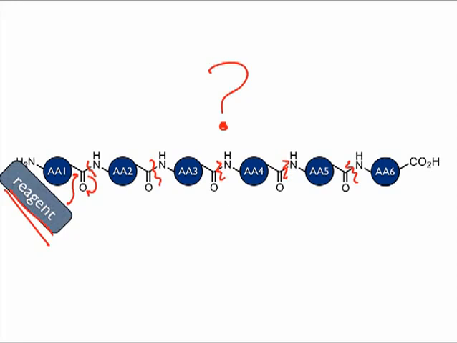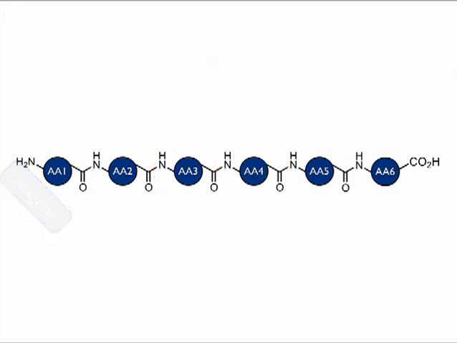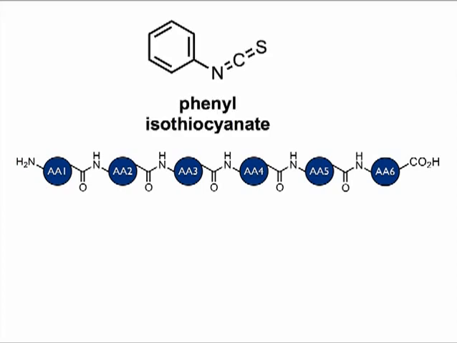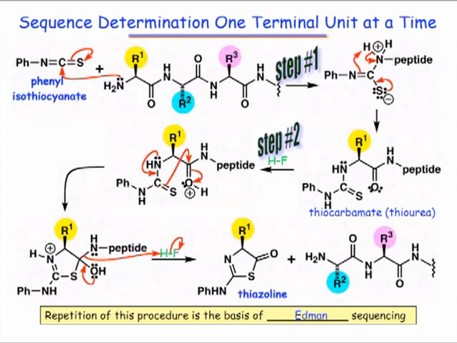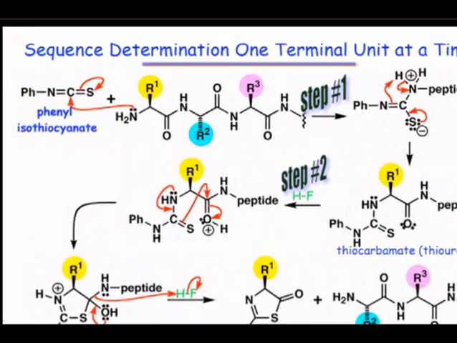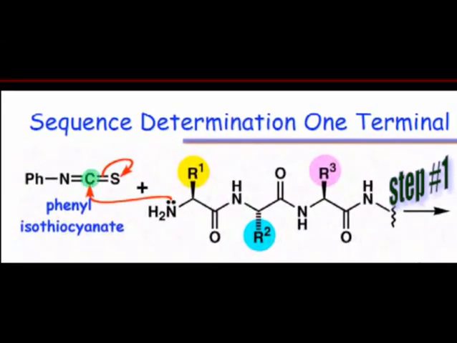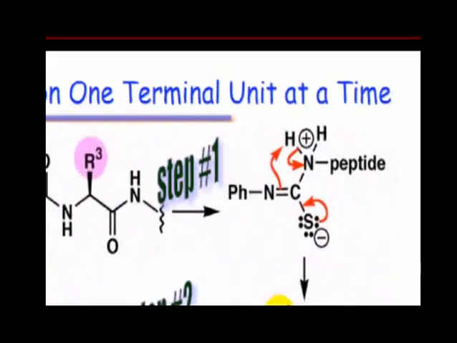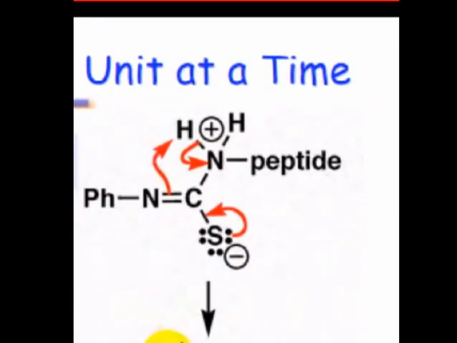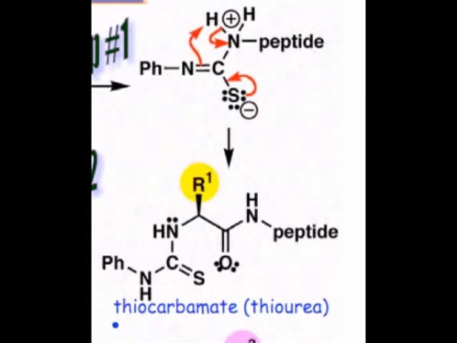For the sequencing method known as the Edman degradation, the compound phenyl isothiocyanate serves this role. The central carbon atom, much like the central carbon of carbon dioxide, is a good electrophile and can be attacked by the amino nitrogen atom. Since the N-terminus is the only nitrogen atom that is not part of an amide, addition takes place selectively at the N-terminus. An internal proton transfer then generates a neutral intermediate called a thiocarbamate.